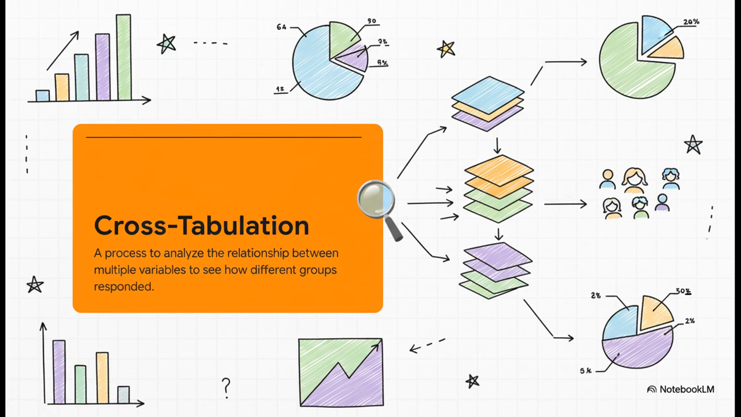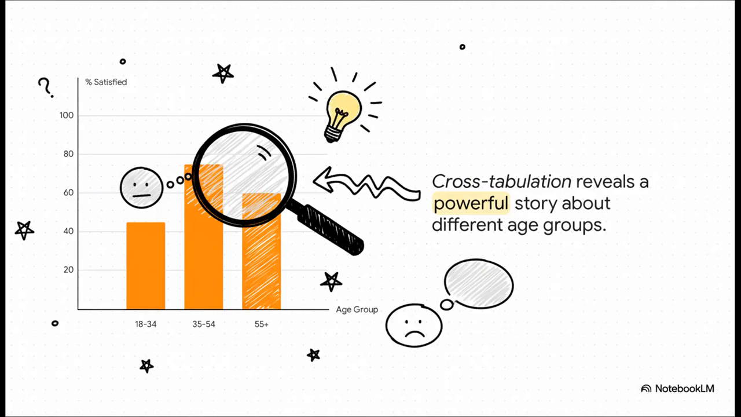So instead of looking at everyone's answers all at once, you start comparing how different groups, say different age groups or different types of customers, answer the exact same question. And just look at what happens when we do that. This chart is the perfect example. Your overall satisfaction number might have looked fine. But when you cross-tabulate by age group, whoa, a completely different, much more powerful story emerges. Check it out. The 35 to 54 group is super satisfied, while the younger group is way down at only 45%. This is the kind of game-changing insight you would totally miss if you didn't slice the data.